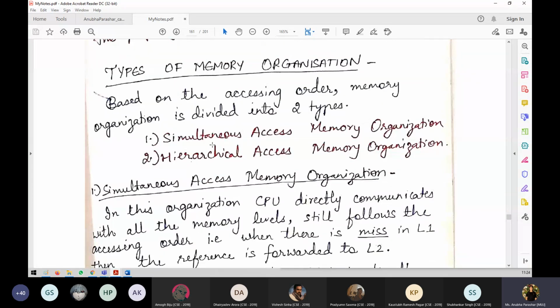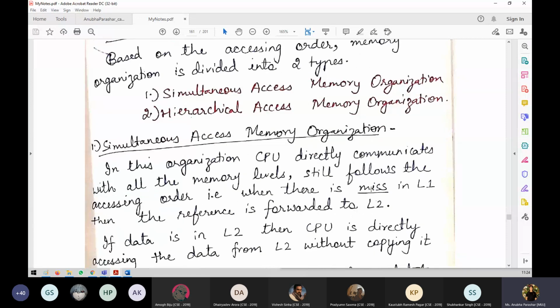Next, types of memory organization. Maybe we will study the miss and everything when we study cache memory. We stop here.